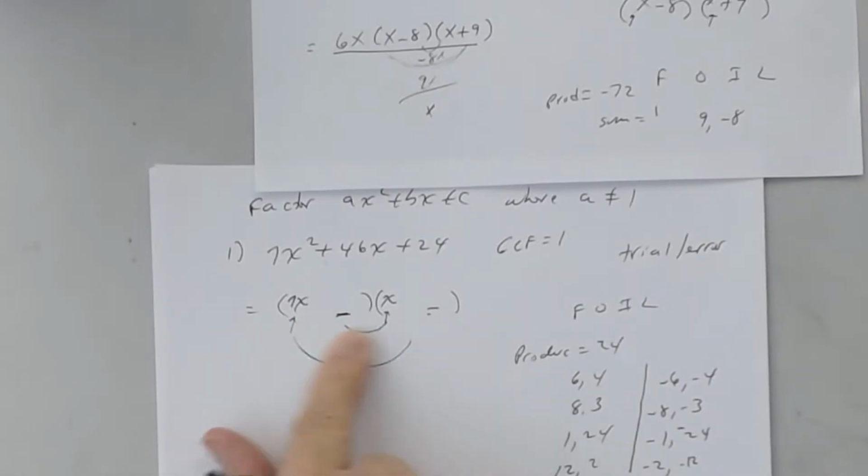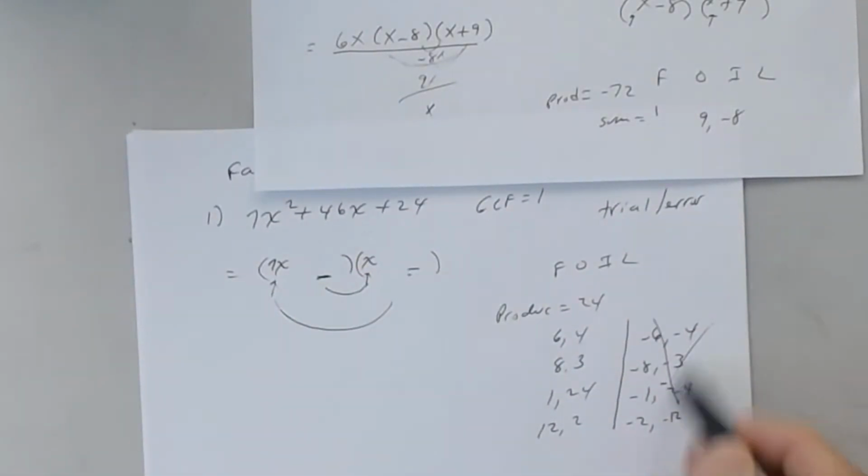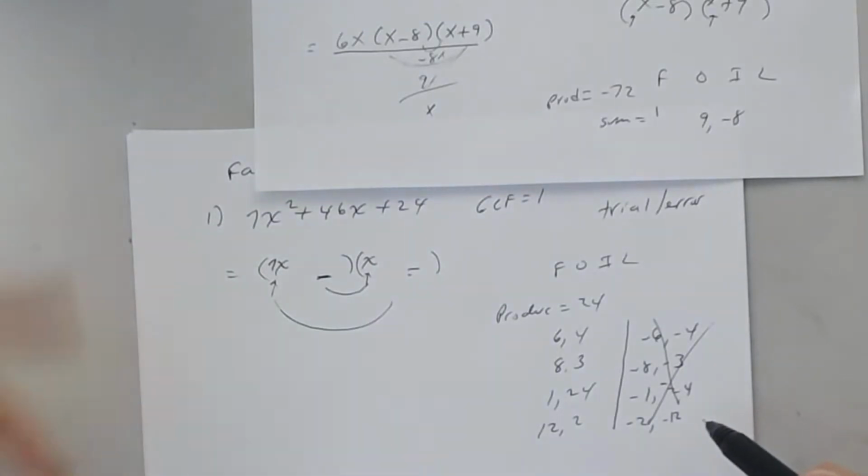So both of these have to be what kind of signs? Positive. So I know I won't use any of these. Okay? So that's some things you're going to have to look at also as you go through this. And as you go through the trial and error, we're going to look at things like that.